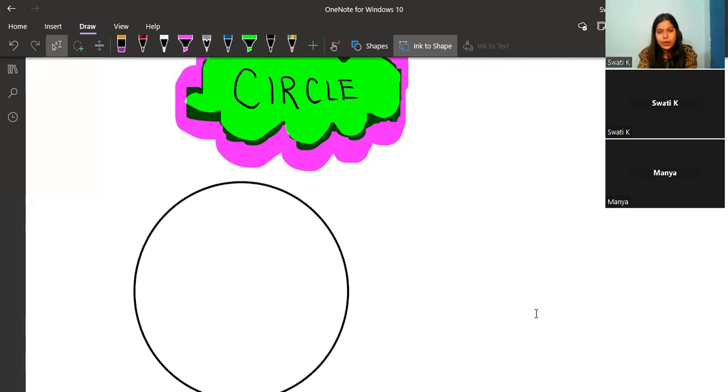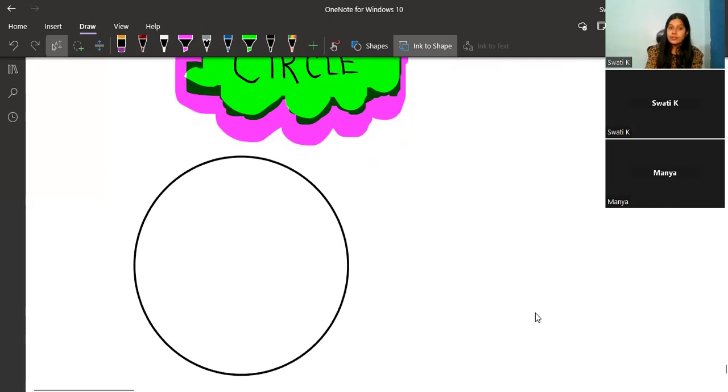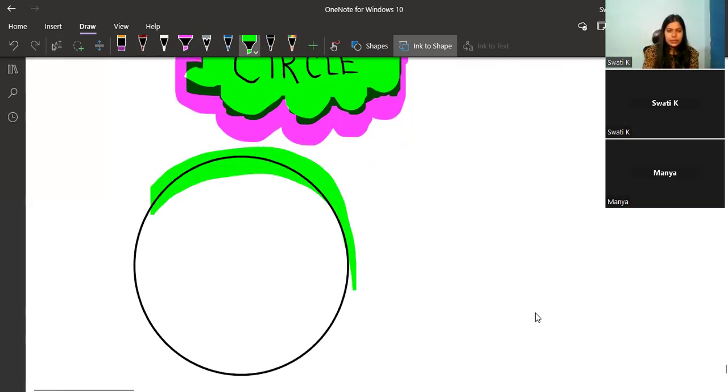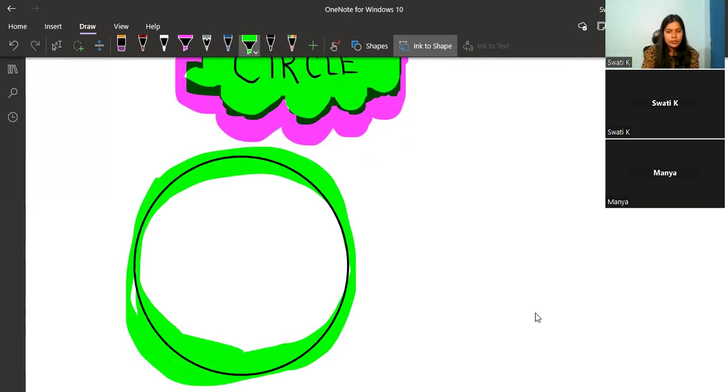The boundary of a circle is called the circumference of a circle, right? This boundary that you can see is called the circumference. Have you heard this word before? Yes. That is called the circumference of a circle. Okay. Next, what do you think the space inside the circle is called?